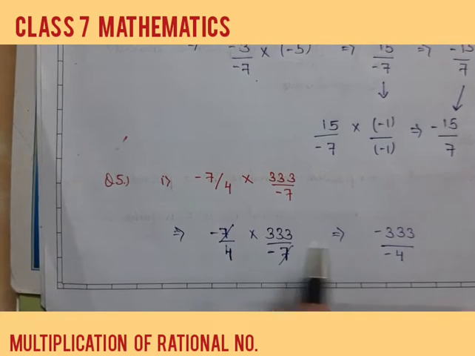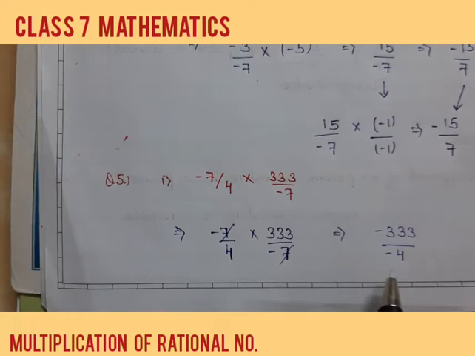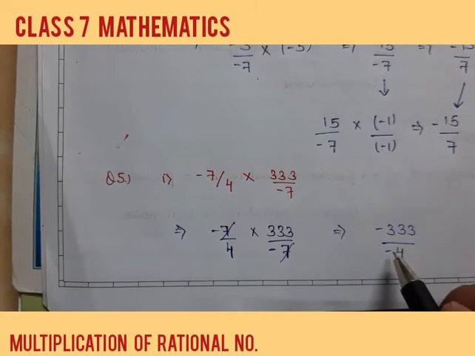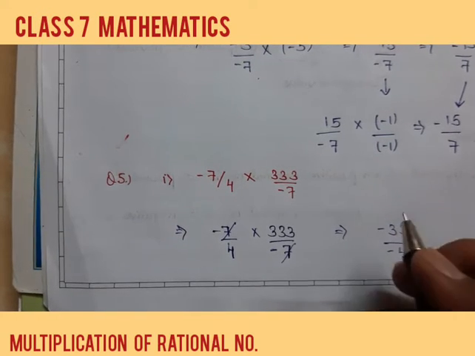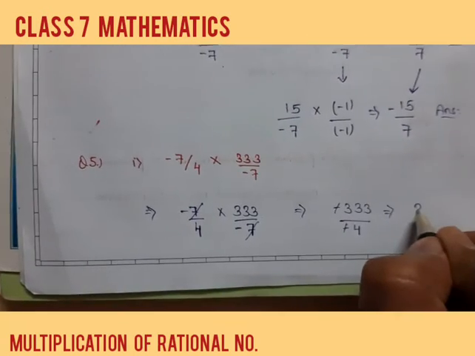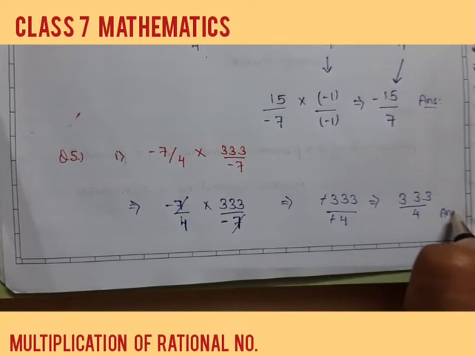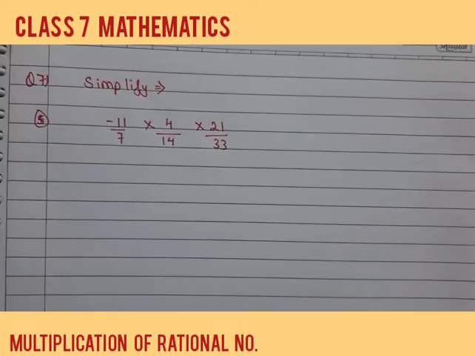Minus 1 into 333, minus 333, minus into plus; minus 4 into minus 1, minus 4. Now since both numerator and denominator are having minus sign, they can be striked off. So the final answer is 333 upon 4. This is the final answer.